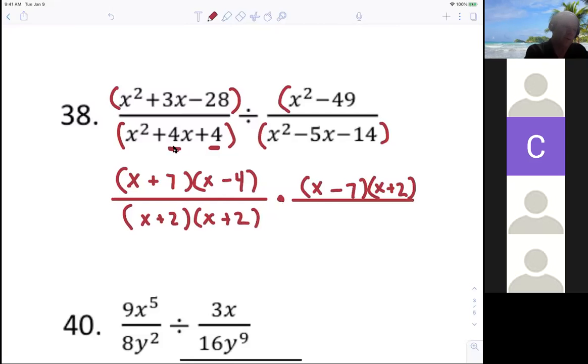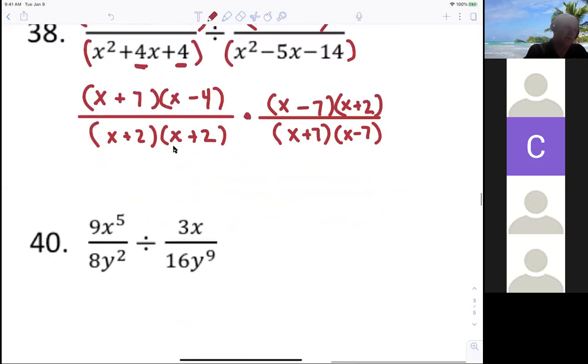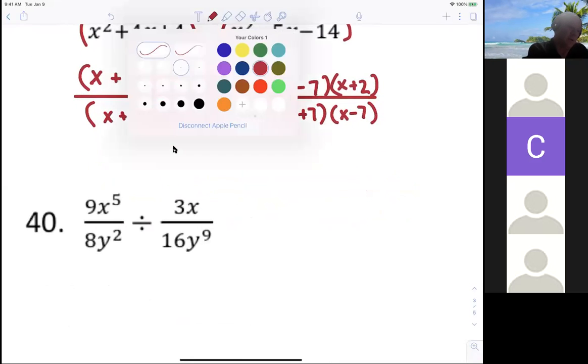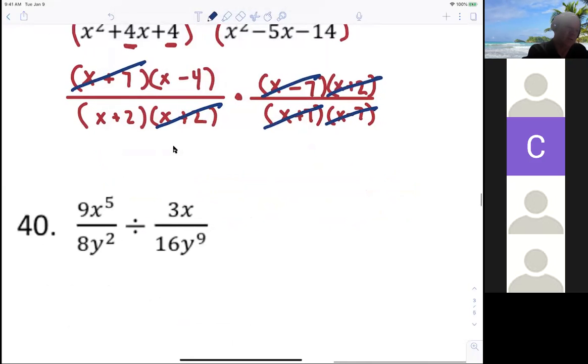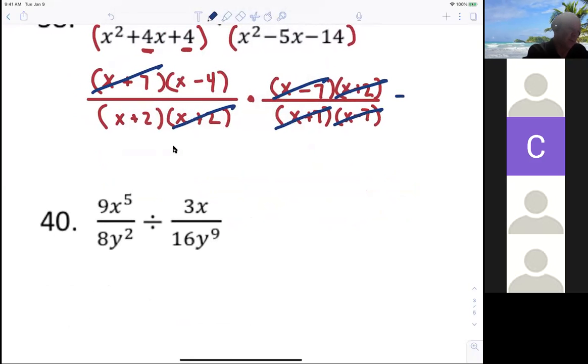And now, of course, we're going to factor x squared minus 49. That's the difference of squares. x plus 7, x minus 7. All right. Now it's time to cross out. x plus 7, x plus 7, x minus 7, x minus 7, x plus 2, x plus 2. All right. And so we have equals x minus 4 over x plus 2.